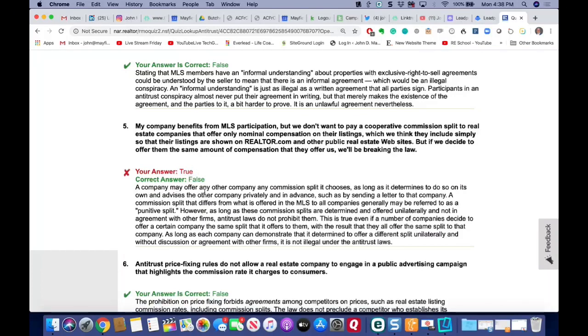A company may offer any other company any commission split it chooses as long as it determines to do so on its own and advises the other company privately and in advance. So that's the key. Such as by sending a letter to that company, a commission split that differs from what is offered in the MLS to all companies generally may be referred to as a punitive split. However, as long as these commission splits are determined and offered unilaterally and not in agreement with other firms, antitrust laws do not prohibit them.